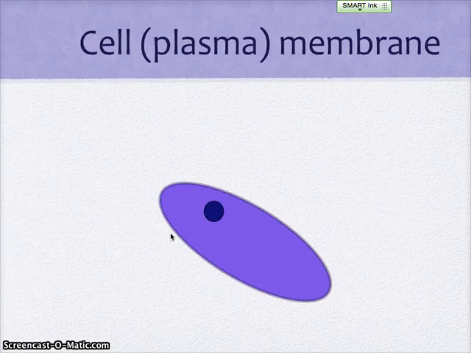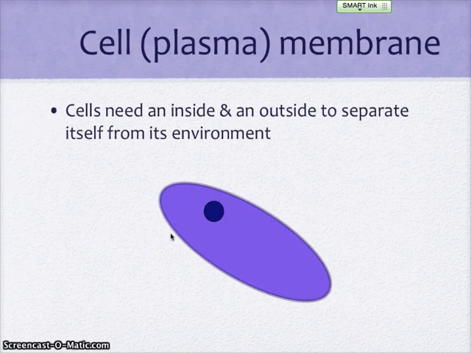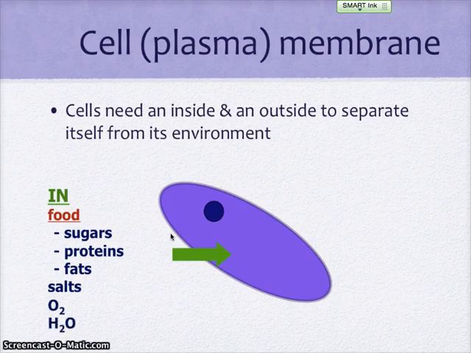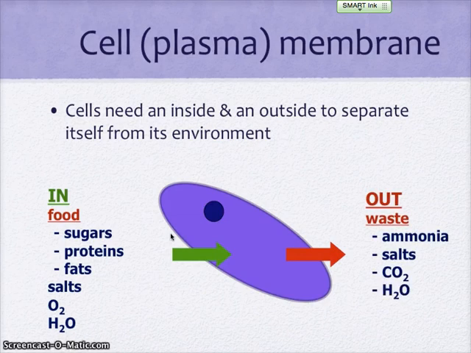So here's a picture of our cell, and cells have to keep the inside and outside. How do they do this? Well, certain things get to come in, like food, salts, oxygen, and water. And just as things come in, other things might come out. So things like waste products need to come out of the cell.